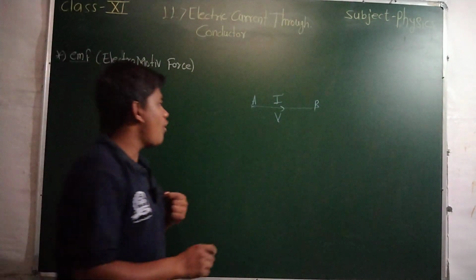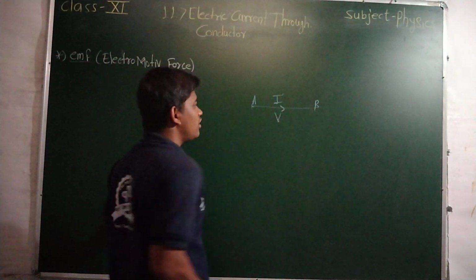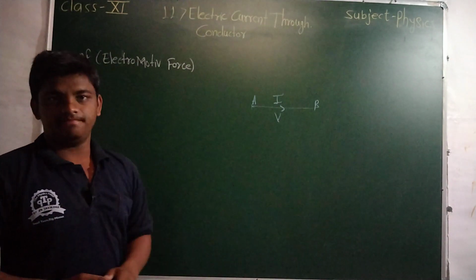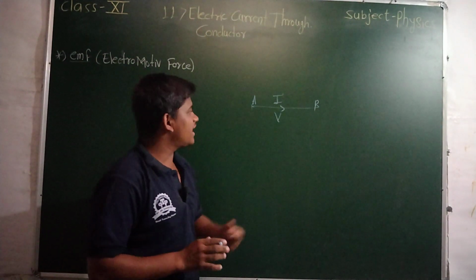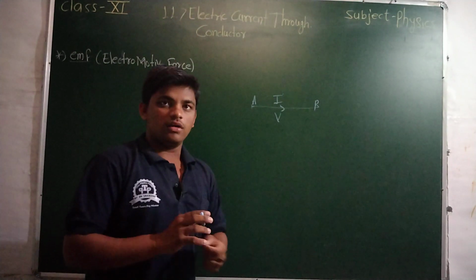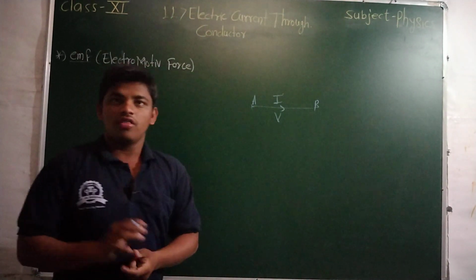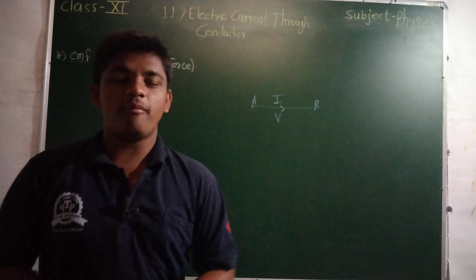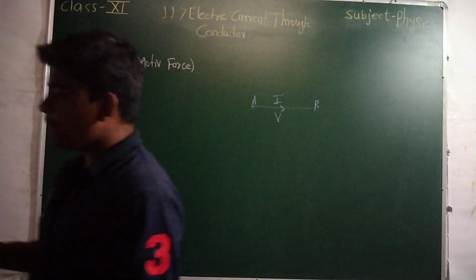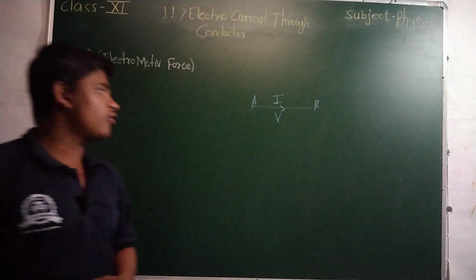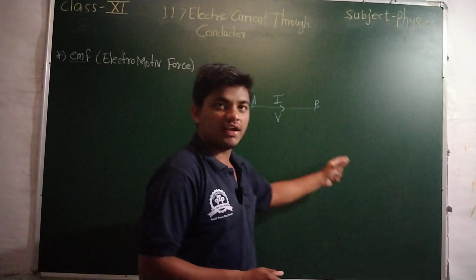For a steady flow of current, which does not change, it is required to maintain the potential difference across the two ends of the conductor.